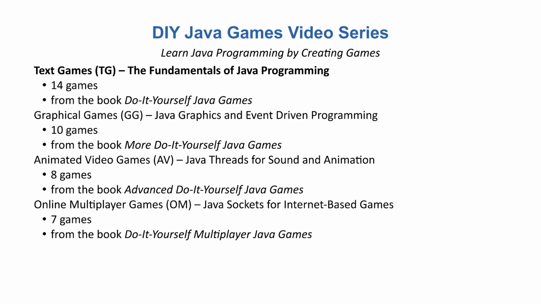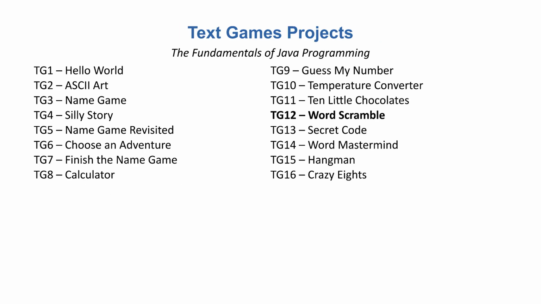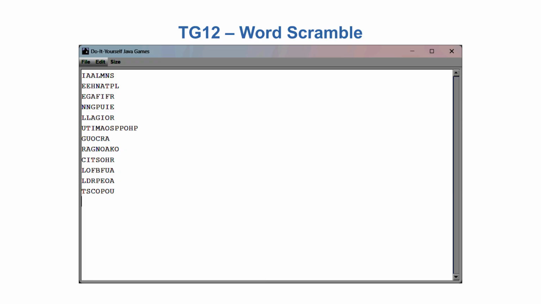We're currently in the Text Games video series, TG, the first of 4 types of games series. The focus of this series is to cover the fundamentals of Java programming. No previous programming experience is required. You'll learn how, when, and why Java programs are written the way they are. This series has 16 projects. We're currently working on the 12th project, TG12, Word Scramble. Word Scramble will scramble the letters in a list of words for others to try to unscramble, like this.